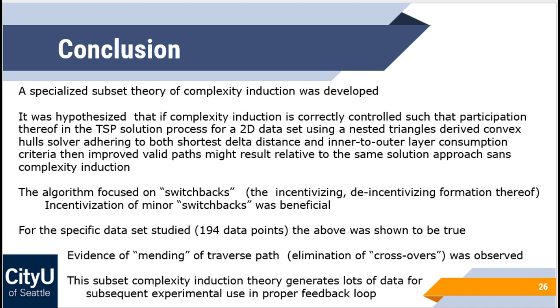The algorithm focused on switchbacks. Incentivization of minor, non-severe switchbacks unexpectedly proved beneficial. For the specific dataset studied, the hypothesis was shown to be true. There was evidence of mending of traverse path, elimination of crossovers. This subset complexity induction theory generates lots of data for subsequent experimental use, proper feedback loops.